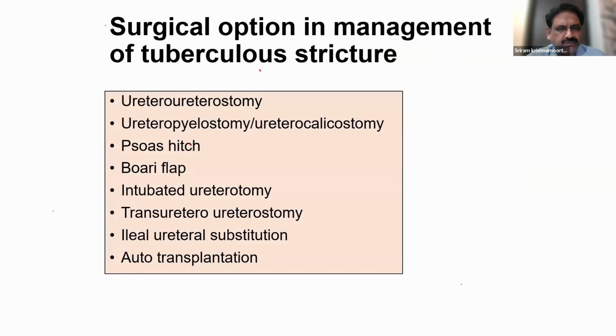For the surgical management options for tubercular strictures, depending on the length, location, and density of the stricture, we'll plan ureterostomy, ureteropyelostomy, calicostomy. All this has been discussed earlier. You can also do a transureteroureterostomy if there is an extensive distal ureteric stricture and the bladder is not comfortable for you to go for a hitch or a Boari flap. In that case you can transpose one ureter to the other side and put it into the other ureter. So transureteroureterostomy can be a viable option in such individuals. Next slide.